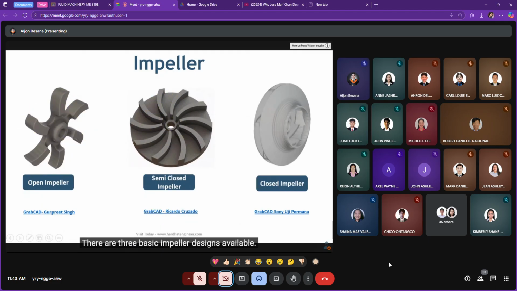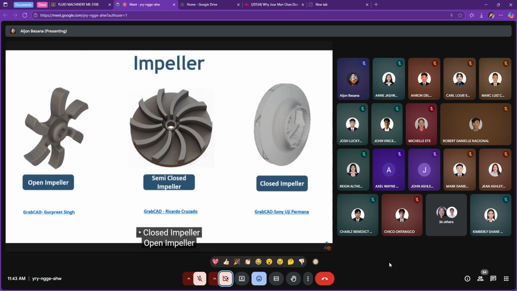There are three basic impeller designs available. Here you can see the same in the images. The first one is open impeller, second one is semi-closed impeller, and the third one is closed impeller.